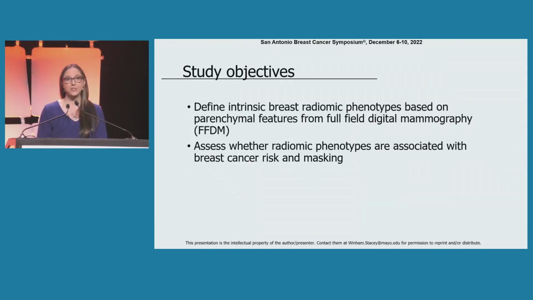So our study had 2 main objectives. The first was to define intrinsic breast radiomic phenotypes based on the parenchymal features from full field digital mammography, or FFDM. The second was then to assess whether these radiomic phenotypes are associated with breast cancer risk and masking.